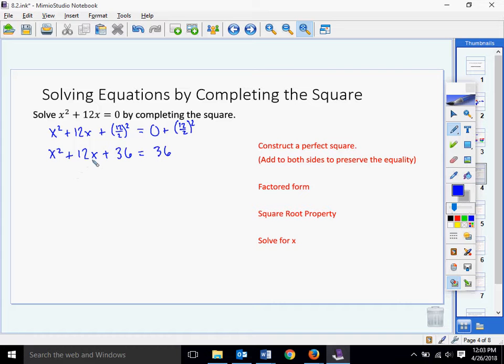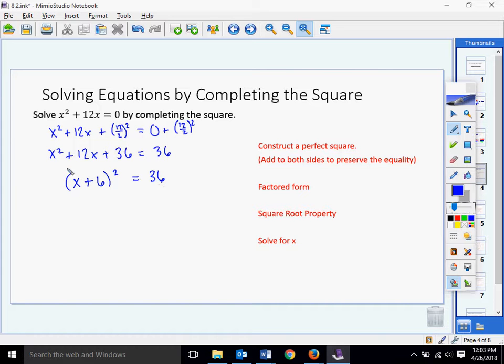All right, so now that I am in a perfect square trinomial on the left side, I want to factor this into the perfect square trinomial. So 6 is my magic number. 6 multiplied by itself would give me 36, and added by itself would give me 12. So it would be a positive (x + 6) squared equal to 36.